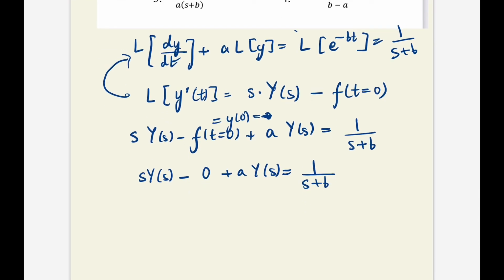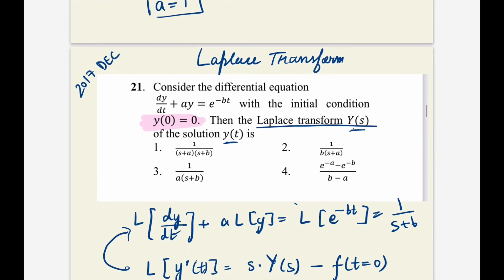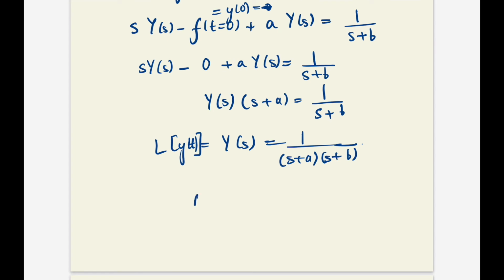Now take y of s to be common, this becomes s plus a times y of s equals to 1 over s plus b. Now the Laplace transform of y of t, that is L of y of t, is equal to this. This comes out to be 1 over s plus a times s plus b. This is the right answer. So only option 1 matches with the solution, so option 1 is the correct answer.